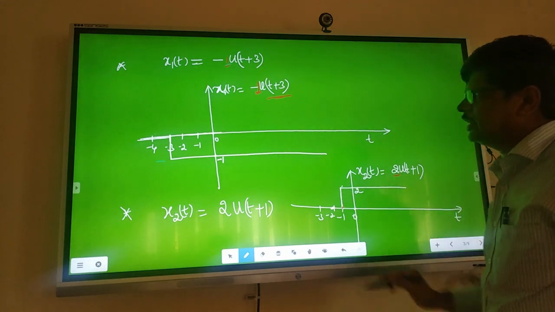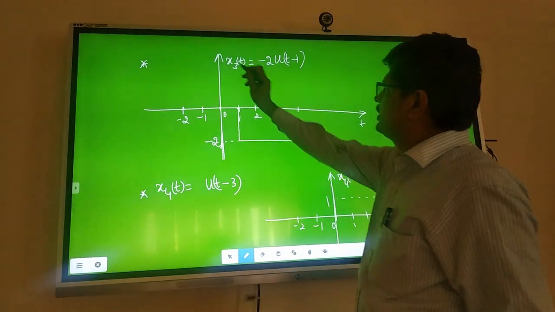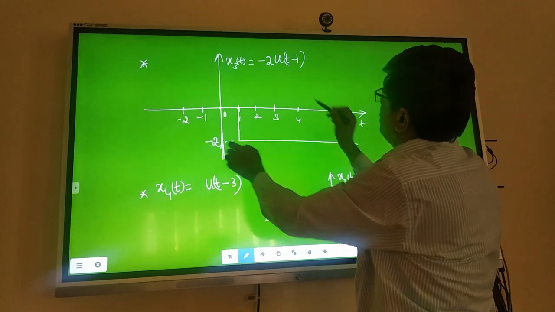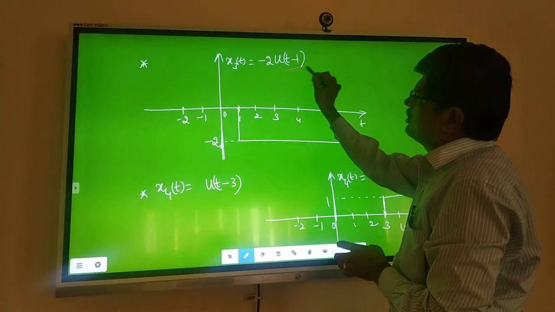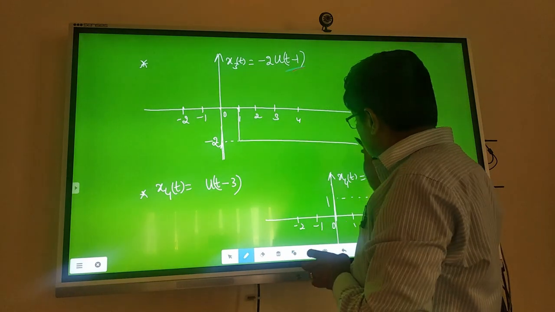That is 2. x1(t) is over. x2(t) is over. Similarly, the third one, very simple: x3(t) is equal to minus 2, where minus 2 is the amplitude. And it is a delayed signal, not an advanced signal. It is delayed by 1 second. Now see, it starts 1 second delayed.